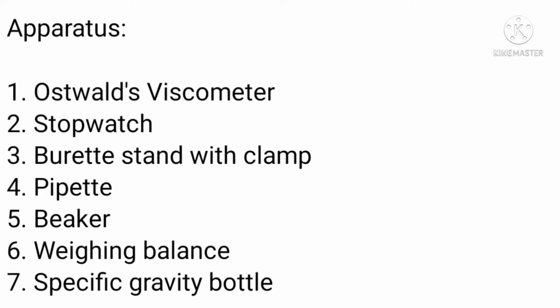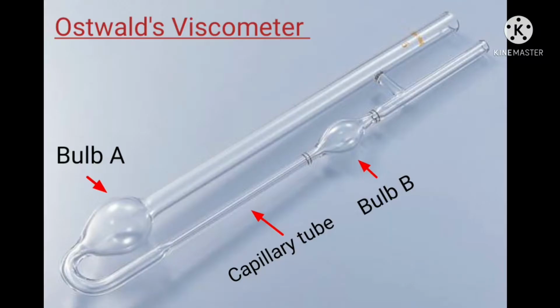For this experiment, we need a salt viscometer, stopwatch, burette stand with clamp, pipette, beaker, weighing balance, and specific gravity bottle. This is a salt viscometer. It contains two bulbs. Bulb A is larger than bulb B. Bulb B is at the upper side of the narrower limb. At bulb B, there are two marks, one above the bulb and the other below the bulb. A capillary tube inside the narrow limb is connected with the bulb B through which the liquid will pass.